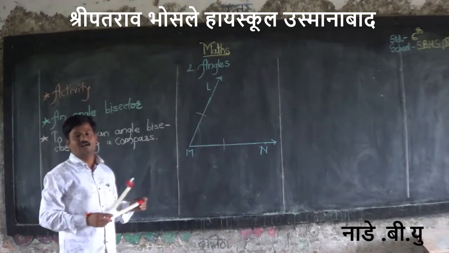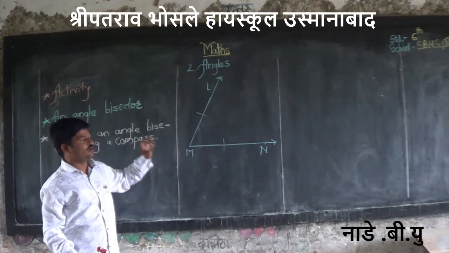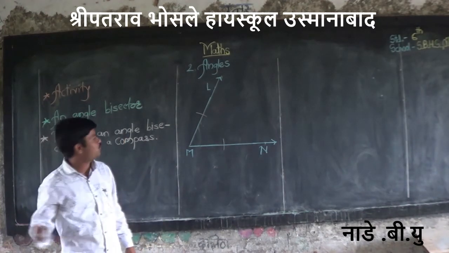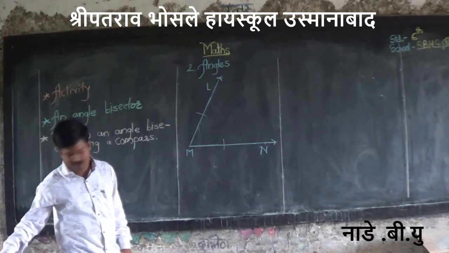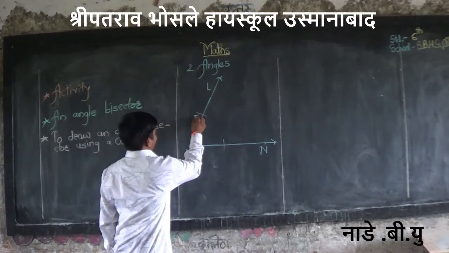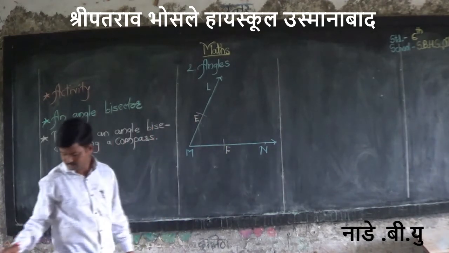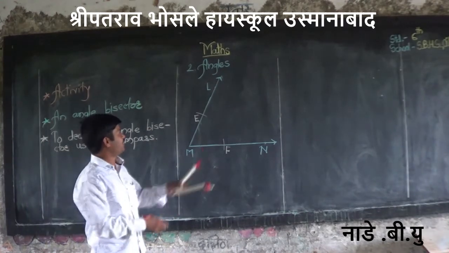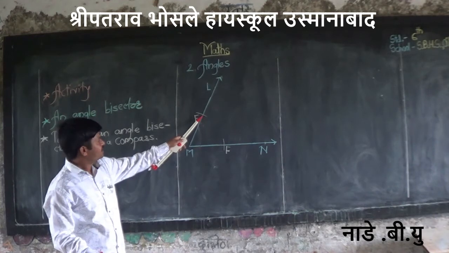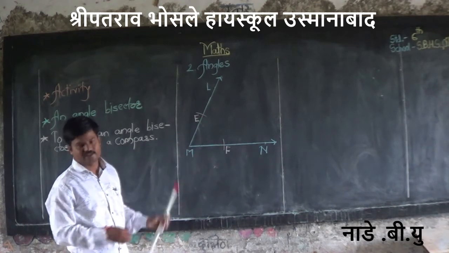Because the arcs cut the sides, we get two new points on the sides. Suppose the points are named E and F. Here we get two points, E and F, on the sides of the angle.